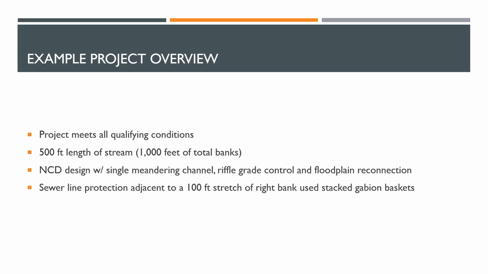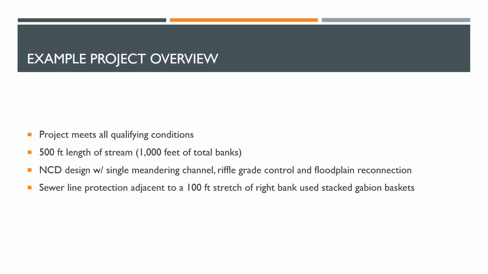For this approach, we had a natural channel design. So you've got a single meandering channel, got some riffle grade control with some floodplain reconnection. So you would be eligible for protocols 2 and 3 here. But again, we're going to focus on protocol 1.